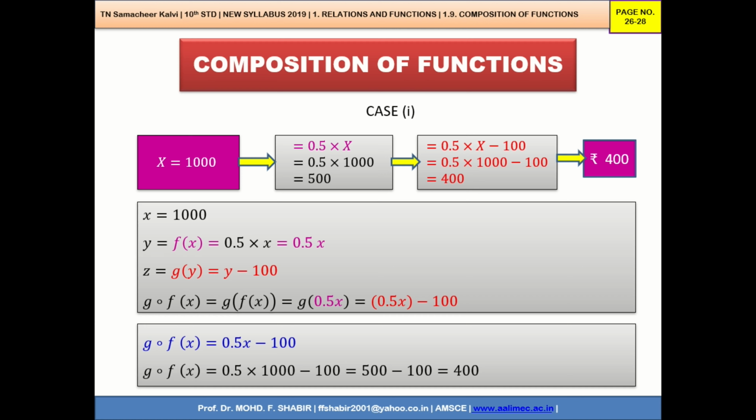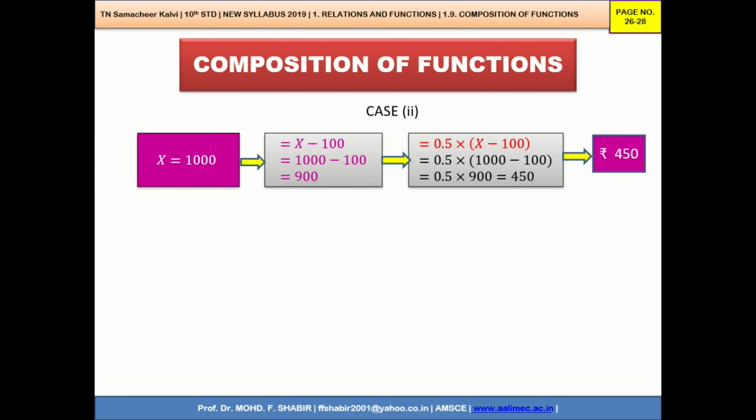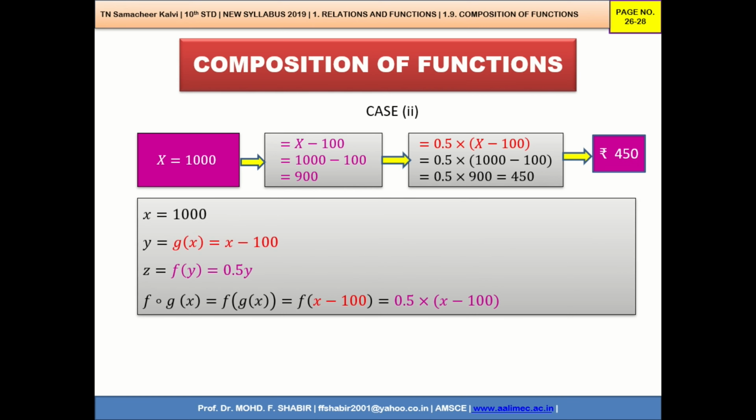Now here we had two functions f and g. We have put both the functions together and tried to find the final output. Okay, g of f of x is equal to 400. Now I'll try to explain case 2 in terms of mathematical expressions. Initial cost x is equal to 1000. Y equal to g of x is equal to x minus 100. After using coupon 2, the cost is x minus 100. Z is equal to f of y, which is 0.5y. The cost after using coupon 1.